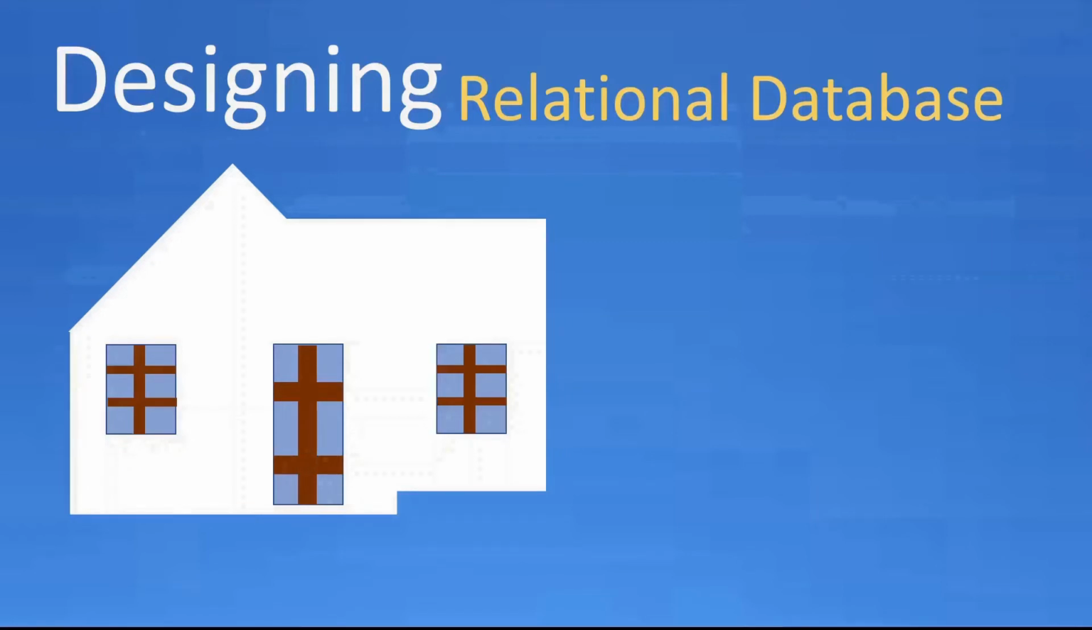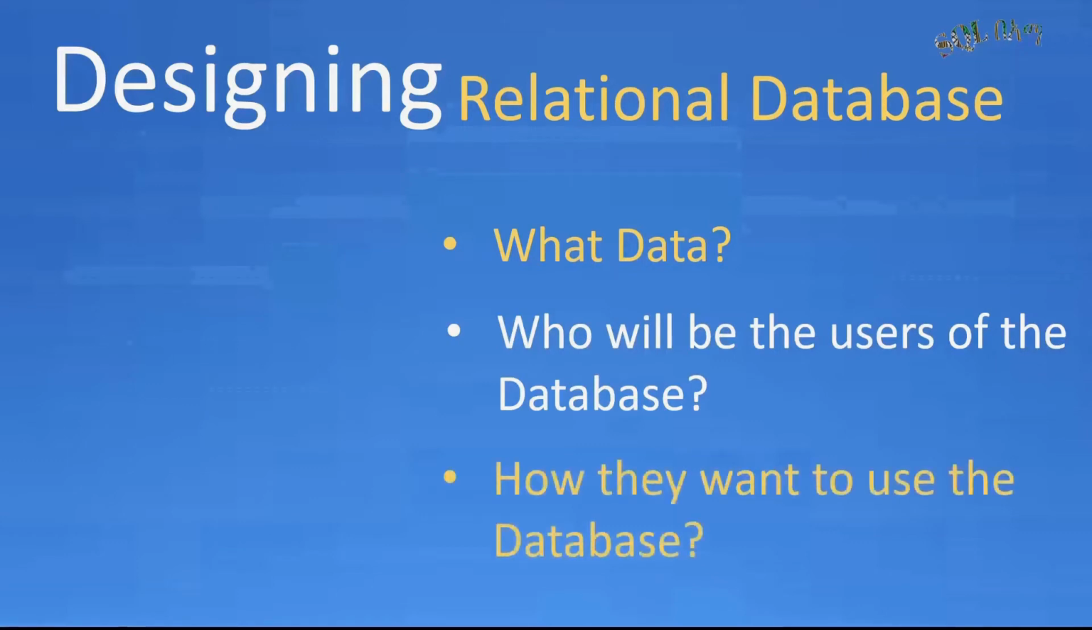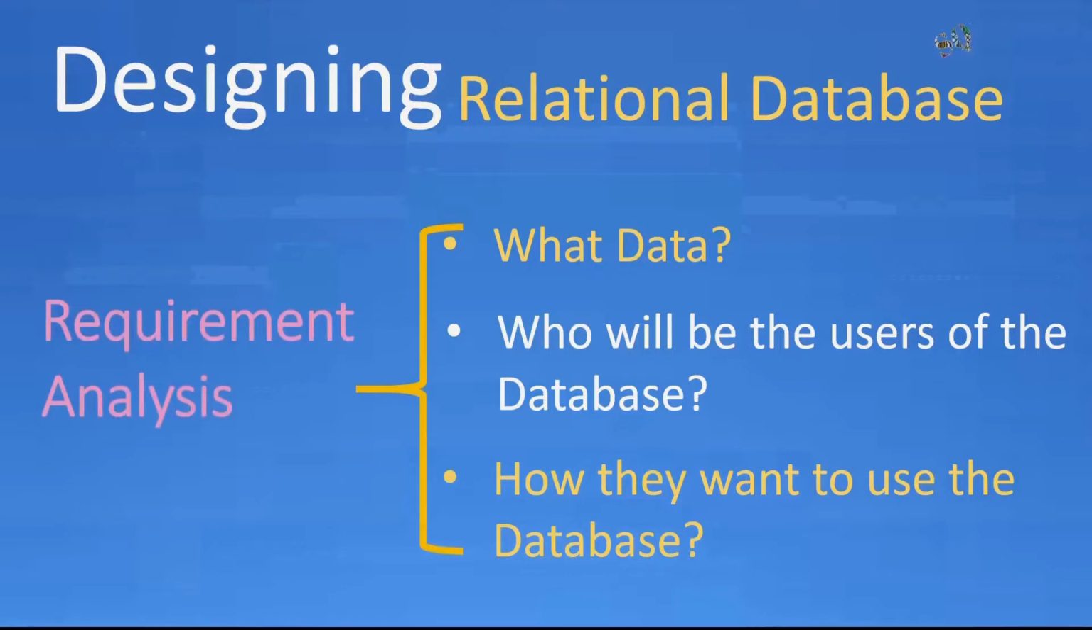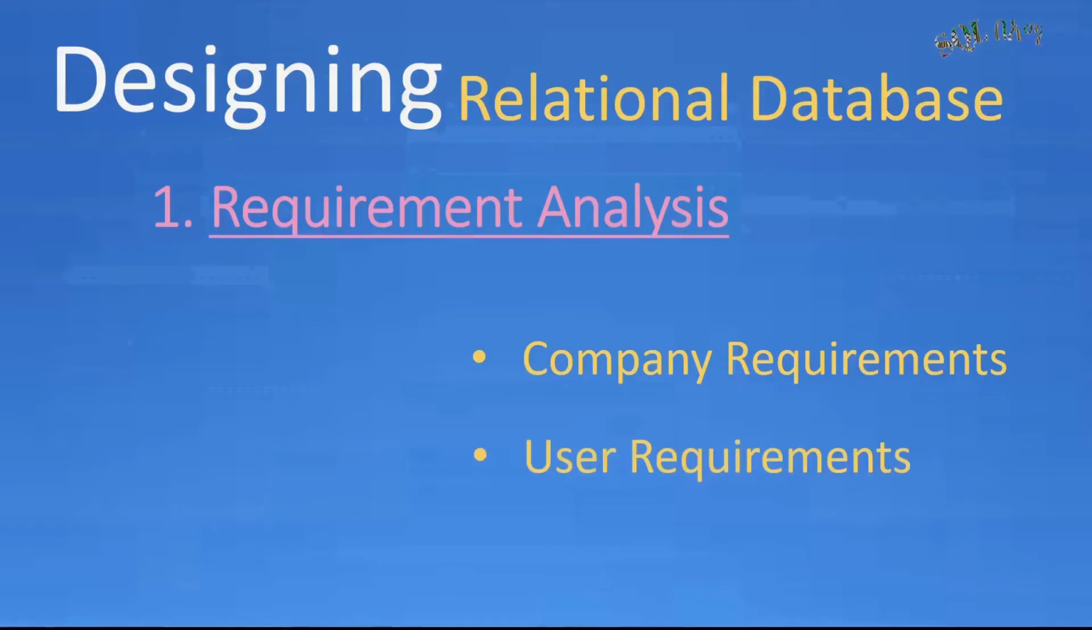The first thing in the process of designing a relational database is requirement analysis, knowing for what purpose the database is required. What type of data will be stored in the database, who will be using the database users, how the users would like to use the database, and so on. To make requirement analysis simple, we can divide it into different categories. For example, company requirements, users' requirements. To gather these requirements, we can speak with the administrations of the company, and we can also study paper-based documents in the company.